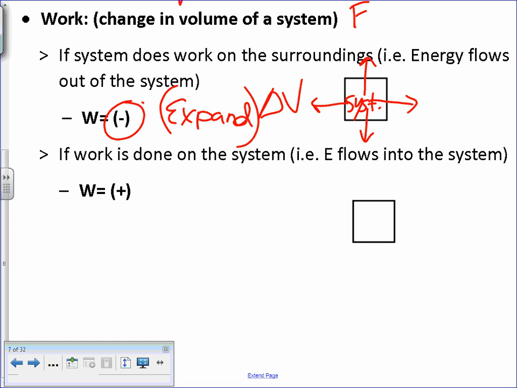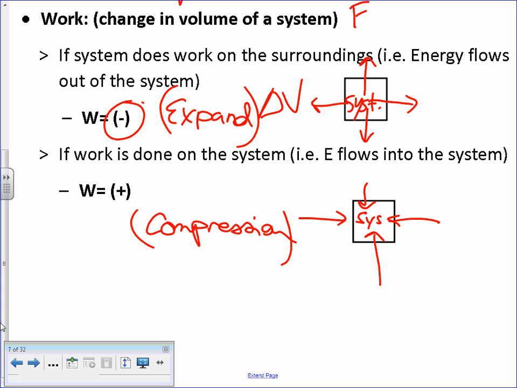Vice versa, if the piston compresses back down, the piston pushes on the system. The system's not doing anything; it's actually getting energy back, because the transfer of energy from the surroundings to the system is occurring. So that's compression.